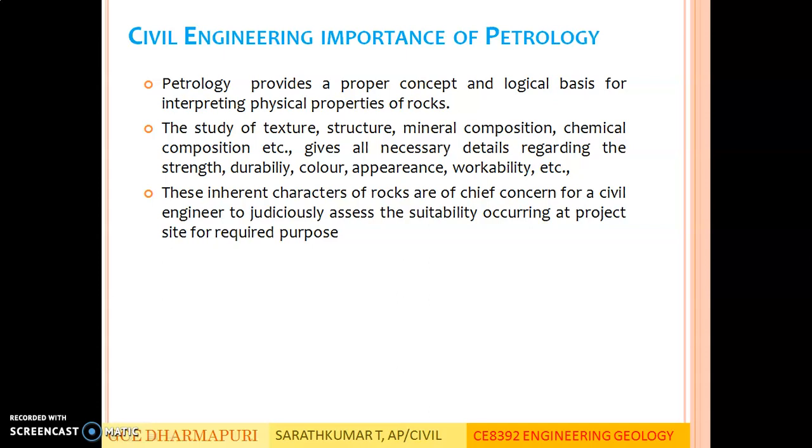For example, when the mineral composition of rocks is known, some minerals like silica are very resistant to weathering, whereas the feldspar group of minerals are not very resistant to weathering. So once you know the mineral composition of rocks, you can identify whether the type of rock is resistant to weathering or not.